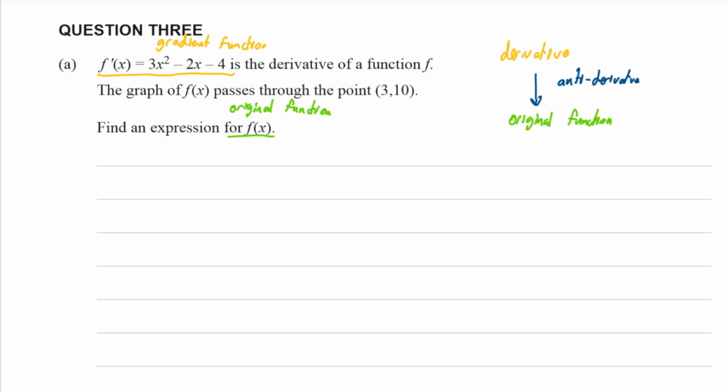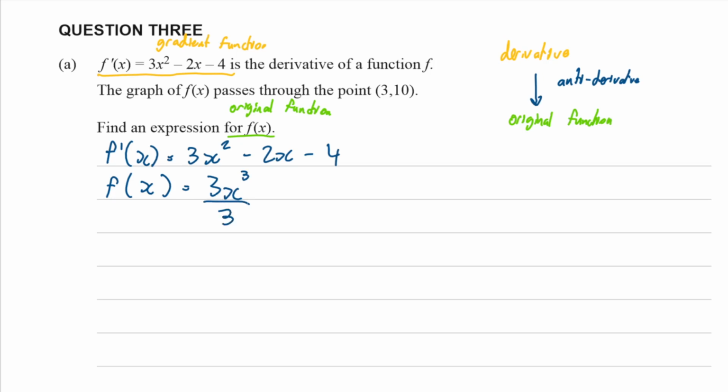So we have our derivative, 3x squared minus 2x minus 4. The antiderivative, in other words, f of x, is, we write the term, so we are anti-differentiating now, so 3x, instead of squared, we add 1 to the power, which will become 3. Right, 2 plus 1 gives 3, and we divide by the new power of 3.